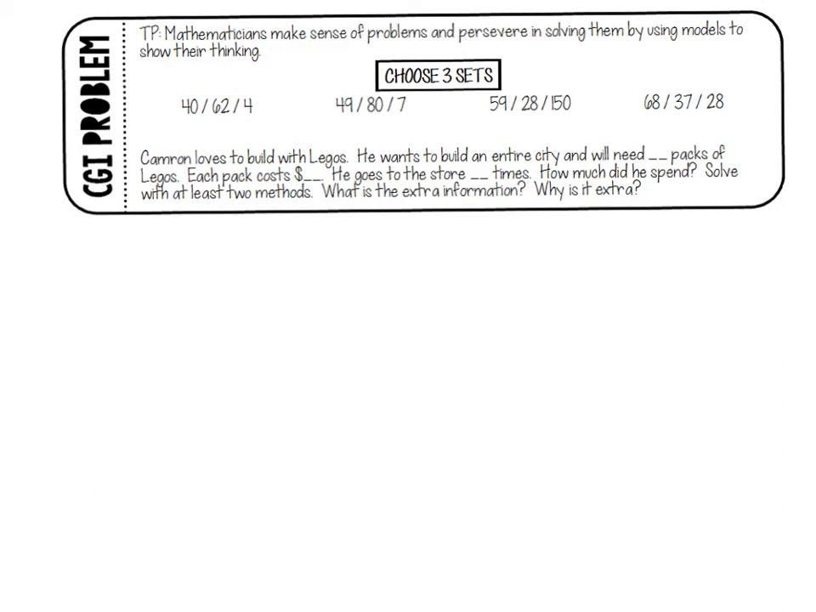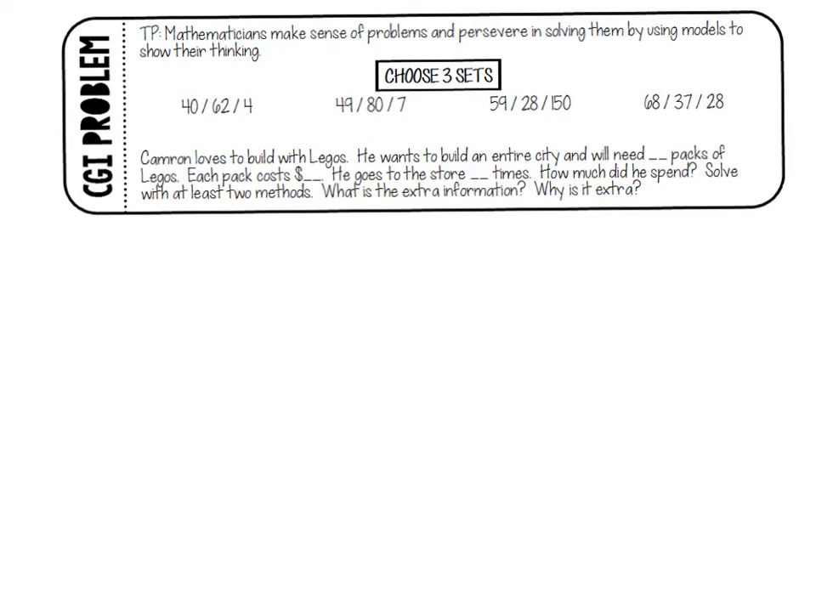So here is our CGI problem for the day. It says, Cameron loves to build with Legos. He wants to build an entire city and will need packs of Legos. Each pack costs some amount of money. He goes to the store some amount of time. How much did he spend? Solve with at least 2 methods. What is the extra information? Why is it extra?